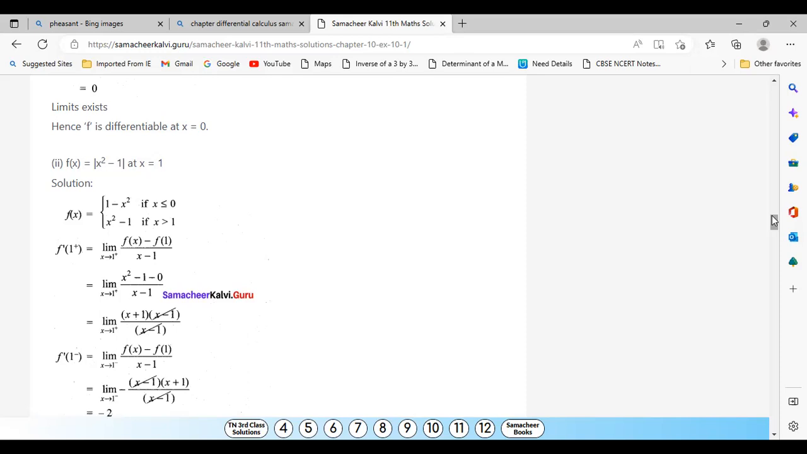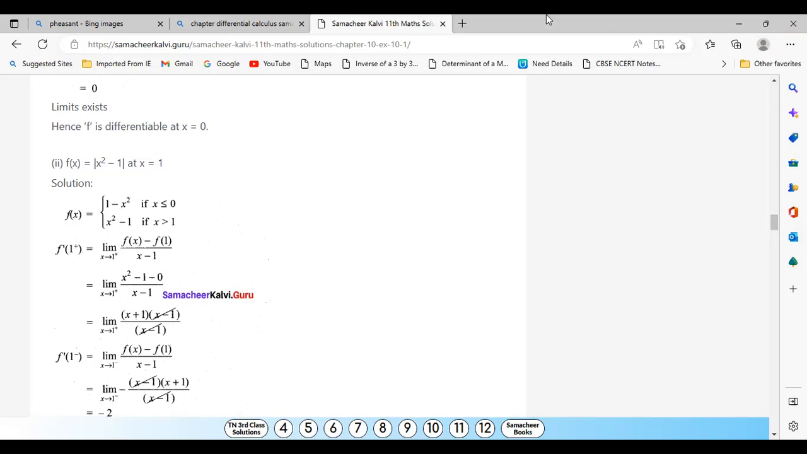Subdivision 2 is f of x is equal to modulus of x square minus 1 at x is equal to 1. So I have explained this already, like how modulus works. For the positive values of x, it acts as positive. For the negative values, it acts as negative, remember. So which is why you are multiplying x square minus 1 by minus, and x square minus 1 turns into 1 minus x square. Do you remember the continuous distribution?